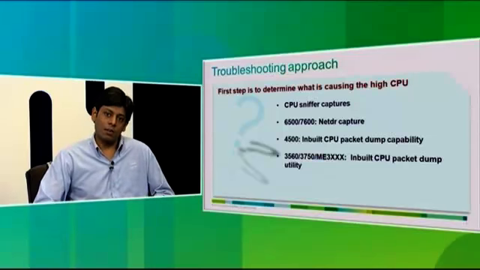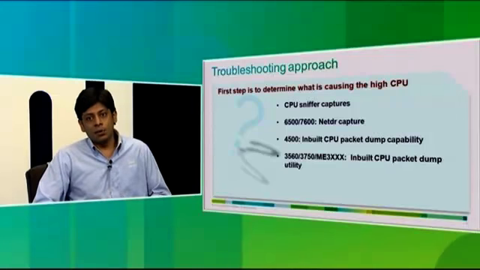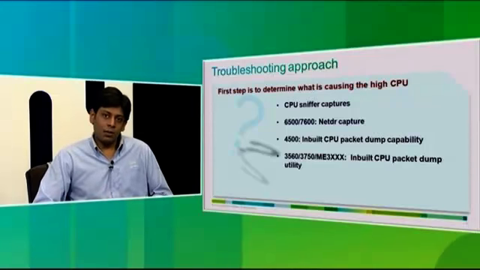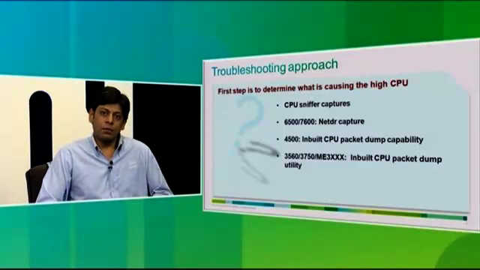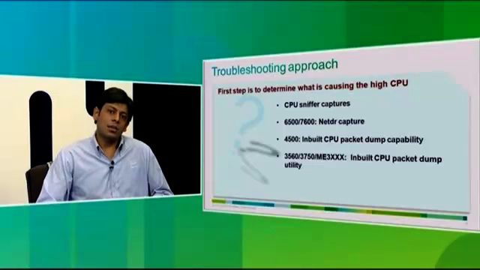Similarly, for 4500 platforms, we have a CPU packet dump utility, which is similar to Nydia, and we can use it to figure out what is going to the CPU. For 3560, 3750 and Metro 3000 platforms, we also have the same kind of utility, but it's not as good as on the 6500, 7600 or 4500 platforms. But if we do not have any other option, we can always use this to see what is going to the CPU.